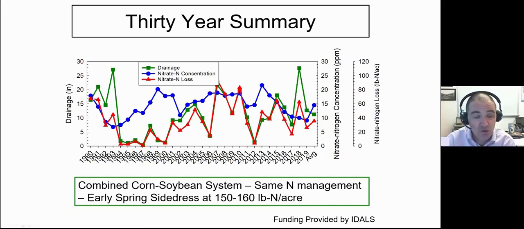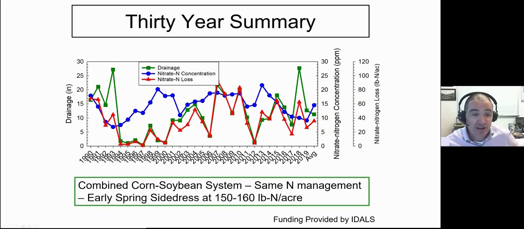Let's start with the green squares. That's the annual drainage. In 1993, it was very wet in north central Iowa. We had the equivalent of 27 inches of drainage. So over 50 inches of rainfall, 27 of that left the plant root zone and was captured with our drainage water. And the next year we had about an inch of drainage. So very variable year to year.